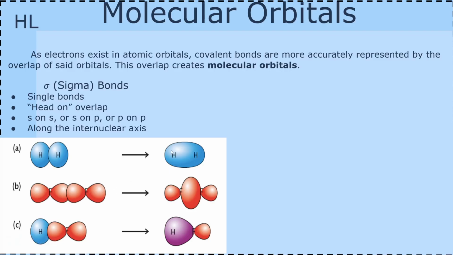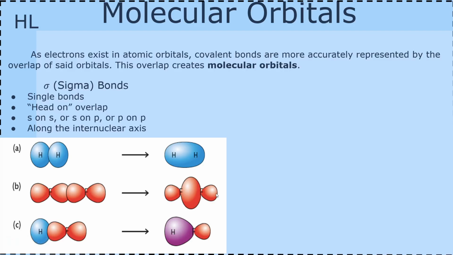And these two hydrogens now become bonded with the sigma bond in the middle. The same thing happens with the head-on overlap of p on p orbitals, where you have these two fluorines that bond together to make an overlap with this sigma bond represented by this large structure. And then you can see the same thing happen with S on P.